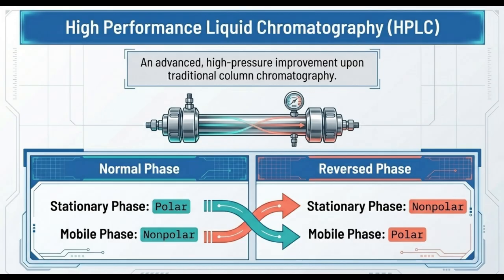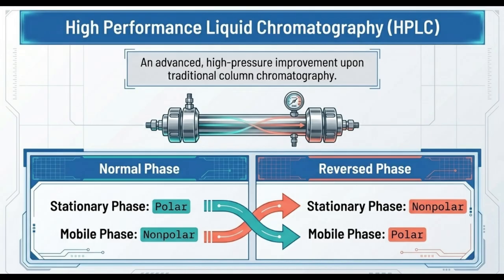High-performance liquid chromatography, or HPLC, is an advanced, high-pressure improvement upon traditional column chromatography. Instead of relying on gravity to move the mobile phase, HPLC uses high-pressure pumps to force the liquid through a tightly packed steel column. This high pressure, which can reach 400 bar or more, allows for much faster separations with much higher resolution than gravity-fed columns.